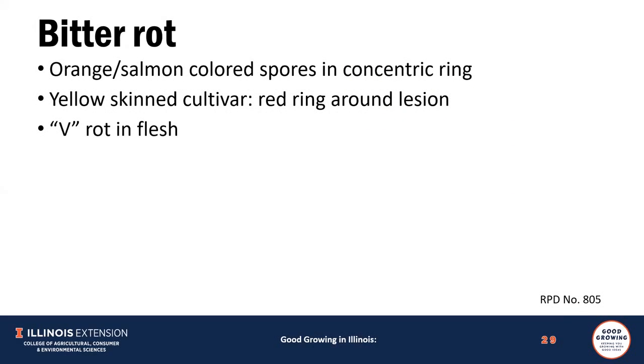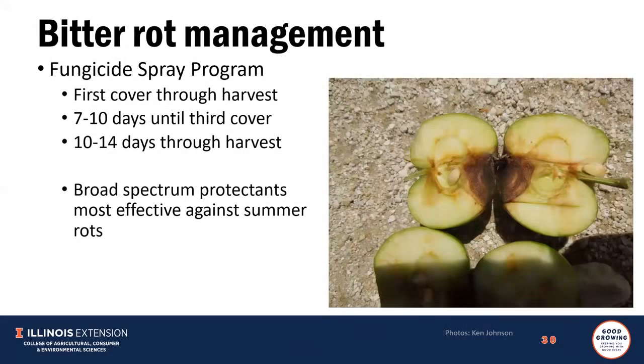It does have orange salmon colored spores in a concentric ring, as we saw on the previous slide, and it has a particular V-rot in the flesh, and I'll show that on the next slide. You can see how there's a particular V appearance in the rot. So you're going to want to follow a fungicide program, and the broad spectrum protectants are most effective against the summer rots.